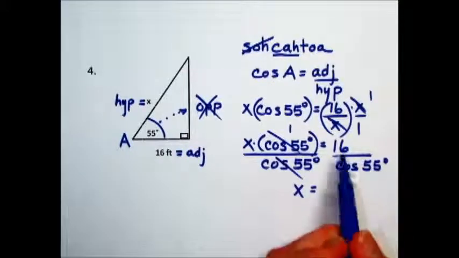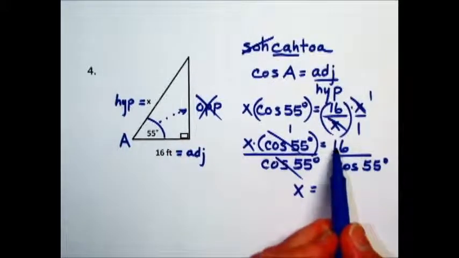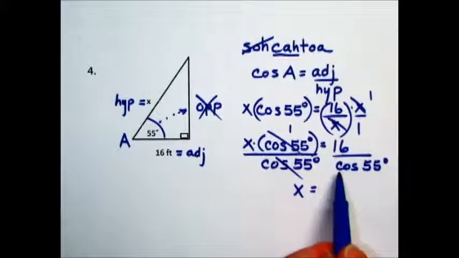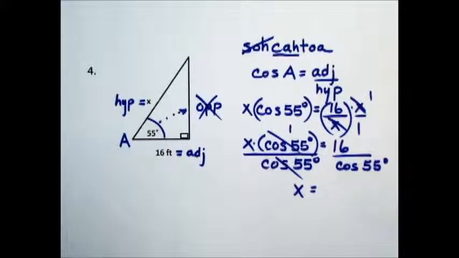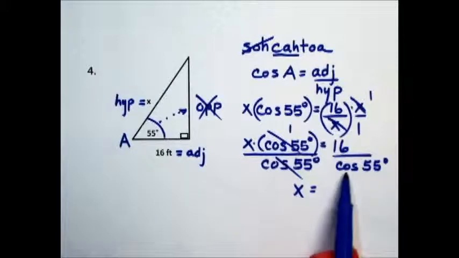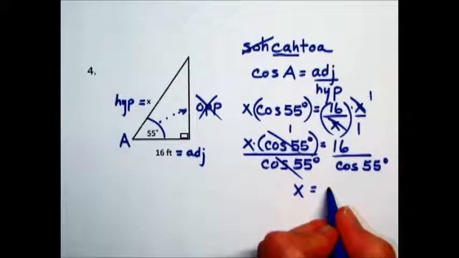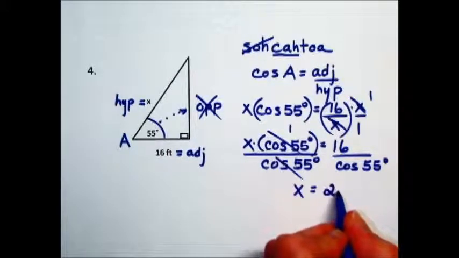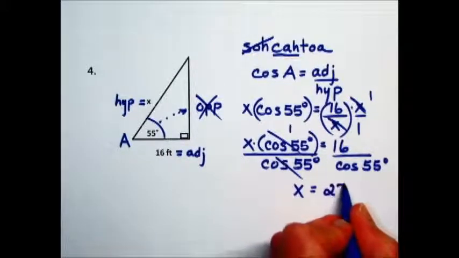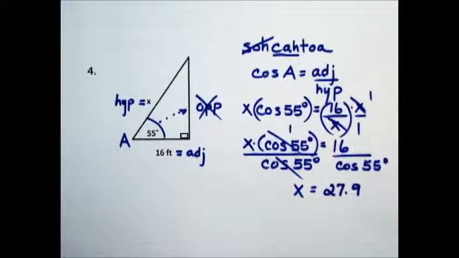And using our calculator, we'll start with the numerator value 16 and divide it by cosine of 55 degrees. Be sure you hit an equals to simplify that right-hand side, and we should find a value for x, our hypotenuse, of 27.9 for the correct answer.